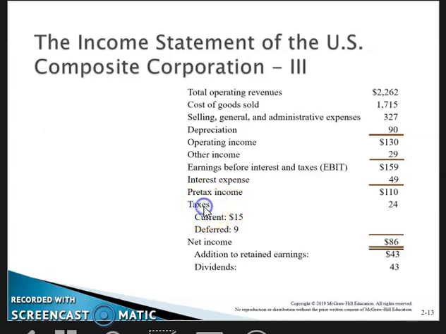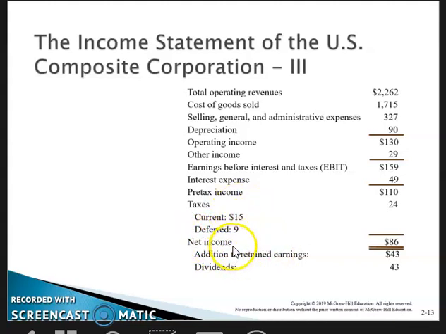We subtract out taxes. For the most part, most corporations pay a 21% tax rate in the U.S. That was lowered from around 44% with the Tax Act of 2017. Taxes here are broken down between current and deferred, the current portion being the portion that would be due during this time period. After we take out taxes, we have net income.